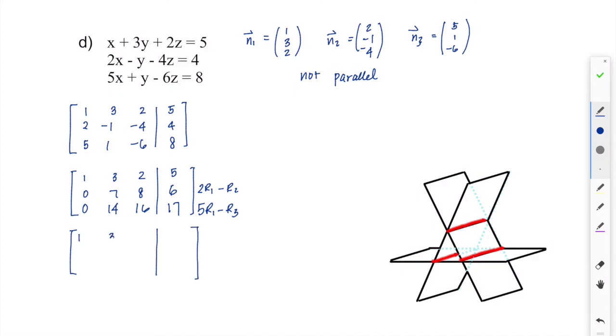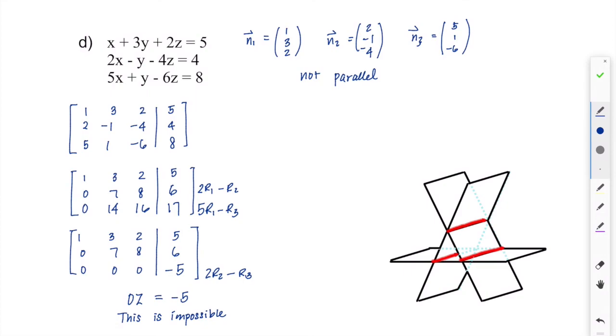Copying 1, 3, 2, 5, 0, 7, 8, 6. All right, so 2R2 minus R3 to eliminate the y entry, so I have 0, 0, 0, and 12 minus 17, which is negative 5. So this is saying 0z equals negative 5. Of course, this is not possible. This is impossible.